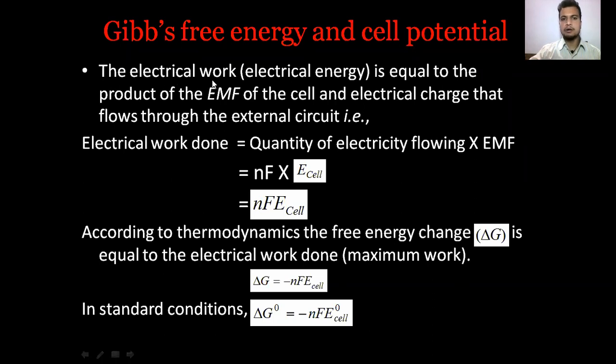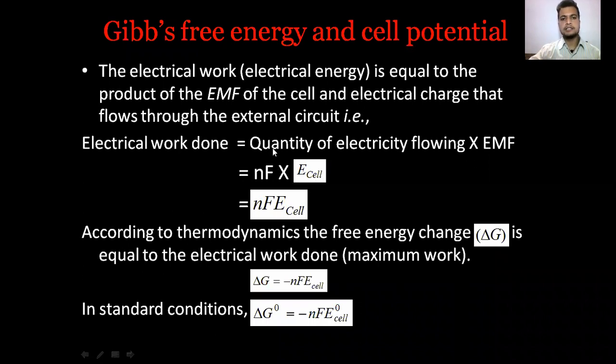The electrical work, or electrical energy, is equal to the product. I hope from the basics of physics you have learned that the electrical work or electrical energy produced is nothing but the product of EMF and the electric charge that flows through the external circuit. That is how we get electrical work. So electrical work done is the quantity of electricity flowing times EMF, which will be equal to nF times E cell.